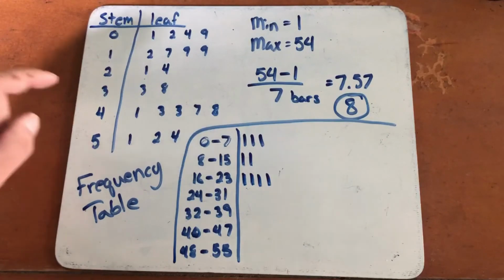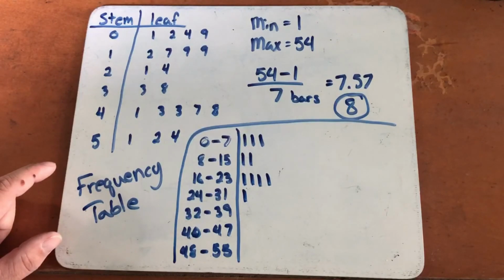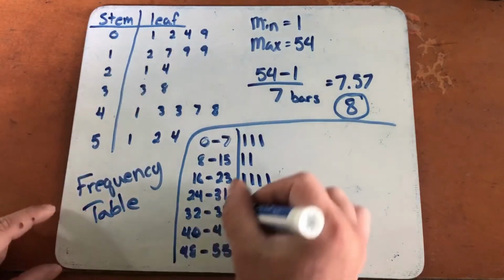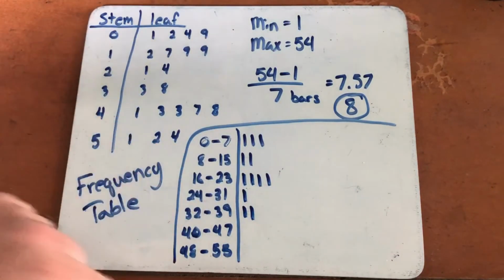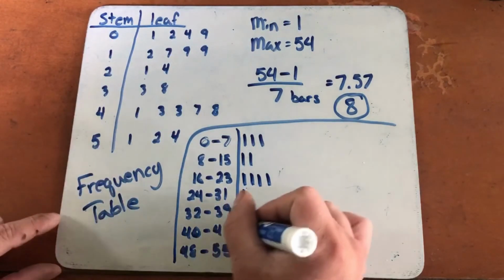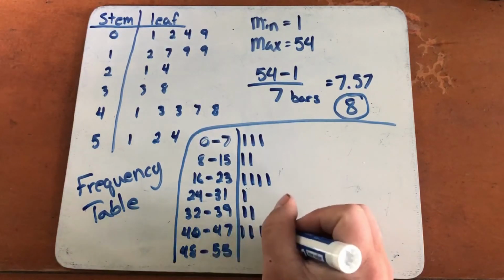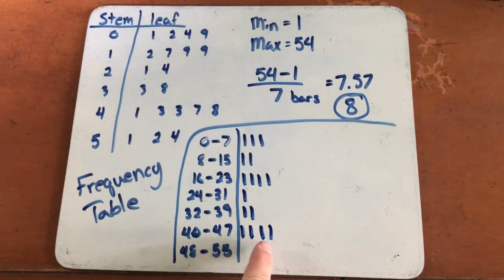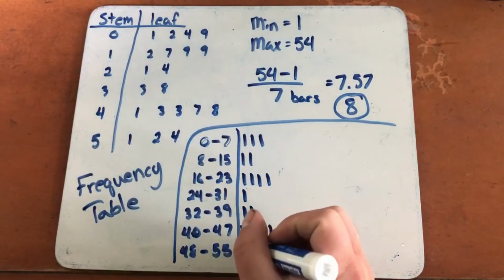All right. From 24 to 31, the only one in there is my 24. So there is 1. From 32 to 39, I have 2: 33 and 38. So notice my tally marks is just how many numbers in my stem and leaf plot fall into these categories. So from 40 to 47, I end up with 4. Sorry. 41, 43, 43, 47. All right, then from 48 to 55, I have 48, 51, 52, 54. So these both end up with 4.